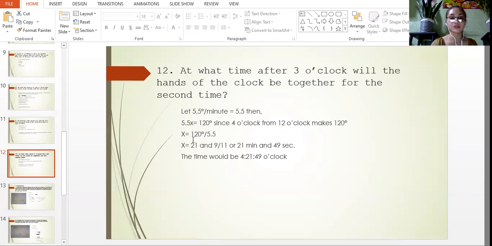So x is equal to 120 degrees over 5.5. So x will be 21 and 9/11, or 21 minutes and 49 seconds. And the time would be 4 hours, 21 minutes, and 49 seconds.